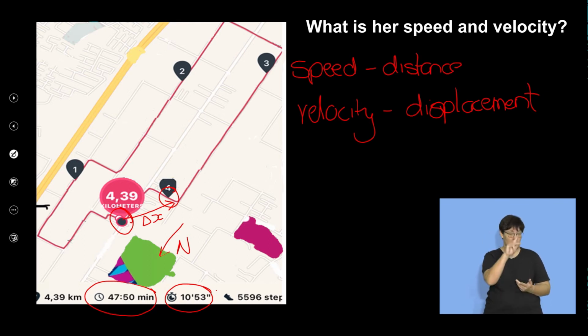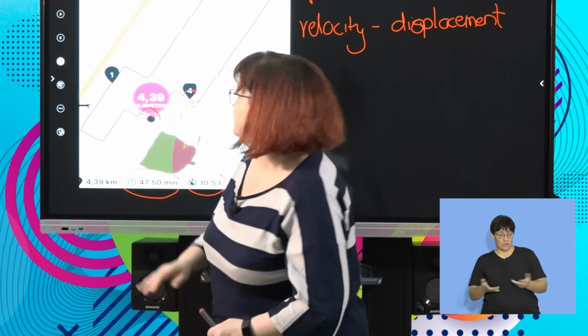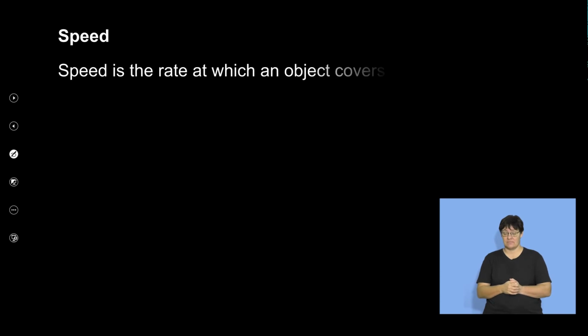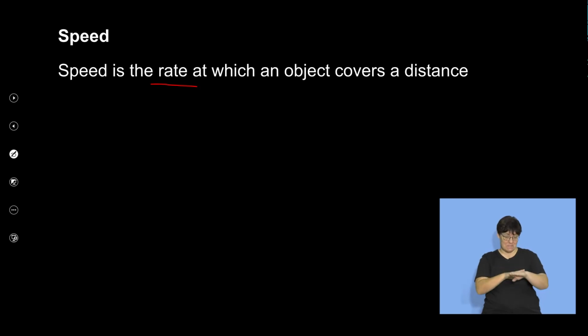So it's possible to have an average speed, but not an average velocity. Speed doesn't rely on direction. It is a scalar. Velocity absolutely relies on direction. And velocity is about the change in position. We have to know where our starting point is. So speed is the rate. Rate means divide by time, at which an object covers a distance. Remember, distance is a scalar.